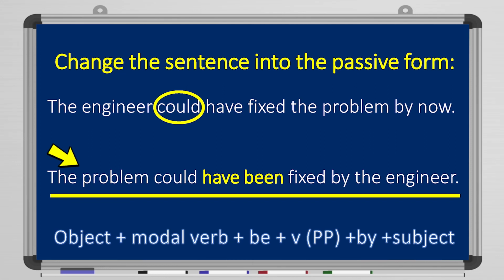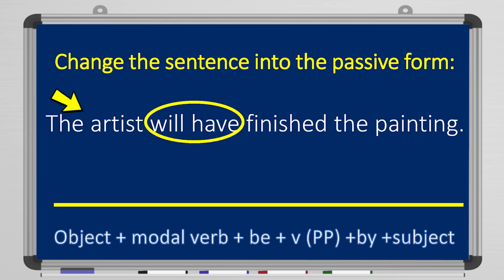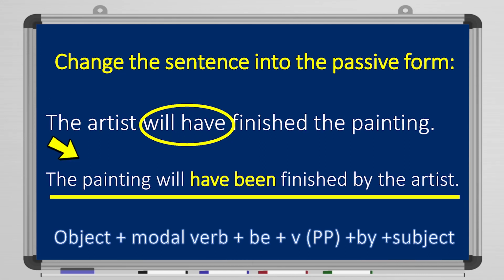And now, one more question. The artist will have finished the painting. We start with what? With our object. Can you identify the object in the sentence? Yes, it's the painting. So it will be the painting will what? Will have, what follows have? Been. Will have been finished by the artist. Very simple. Simply fill in the equation using the appropriate items.